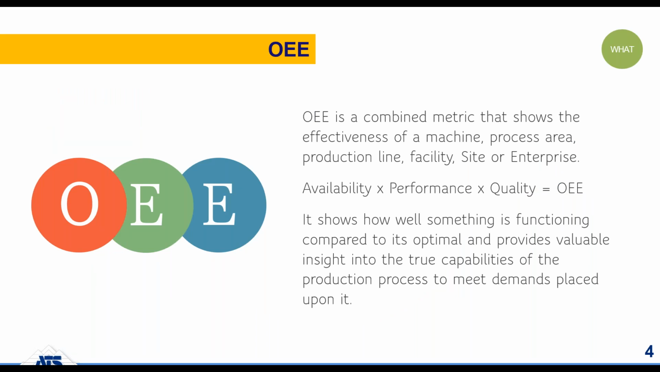Everyone sees OEE as a single number, something like 65%, or if a production process is exceptional, then perhaps it would be around 85%. But there is more to OEE than just the headline number. OEE is a combined metric that shows the effectiveness of a machine, process area, production line, facility, site, or enterprise. The most common calculation, and the one that we prefer, is availability multiplied by performance multiplied by quality, which is equal to OEE. It shows how well something is functioning compared to its optimal and provides valuable insight into the true capability of a production process to meet the demand placed upon it.